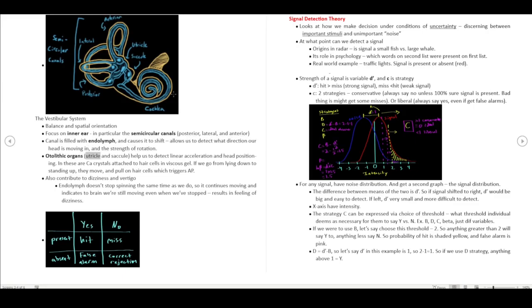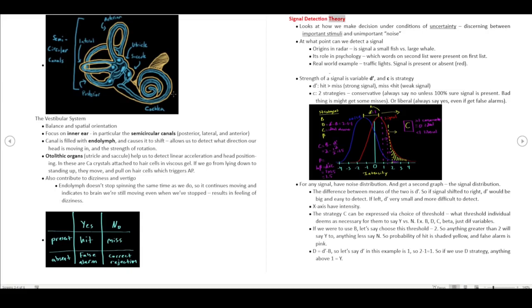Otolithic organs, utricle and saccule, help us to detect linear acceleration and head positioning. In these are Ca crystals attached to hair cells in viscous gel. If we go from lying down to standing up, they move and pull on hair cells, which triggers action potentials. Also contribute to dizziness and vertigo. Endolymph doesn't stop spinning at the same time as we do, so it continues moving and indicates to the brain we're still moving even when we've stopped, resulting in a feeling of dizziness.